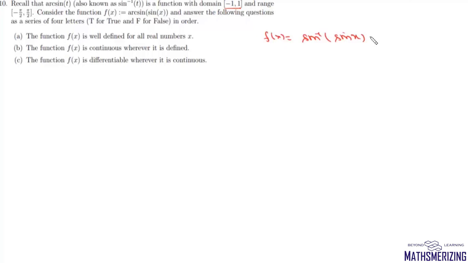So what we'll do in this question is draw the graph of sine inverse of sine x. We have already discussed the graph of sine inverse of sine x in one of the previous videos when we were discussing graphs. So I'll put the link to that video in the description below.